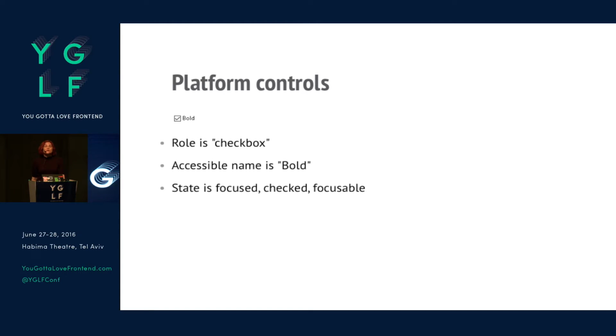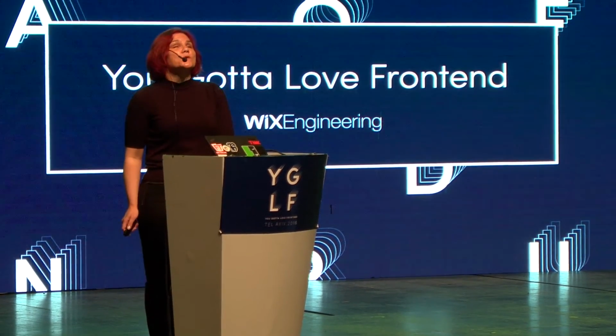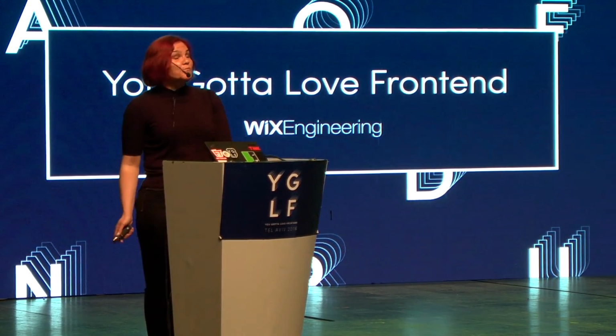So if we look at a control in a platform, in an operating system like Windows 10, this checkbox, if we look at it with the accessibility APIs for the platform, tells us that it has a role of checkbox. That's its purpose, that's what it does. It has a label of bold because that's what this checkbox does. It toggles bold text on or off. And it's something that can be focused on. It is focused on at the moment, and it's also checked. So it tells us something about the state. And that information is picked up by assistive technologies and conveyed to the user.